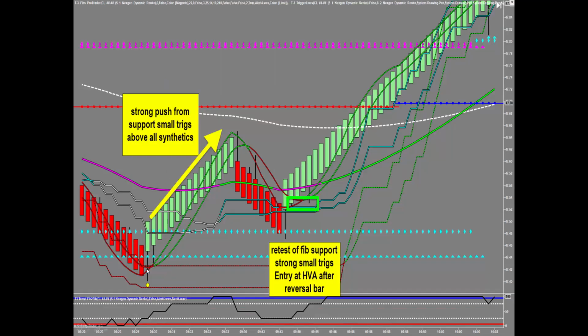Again, kind of an easier read here, right? Strong push up of your small triggers, pulling back to your fib area, small triggers rolling up, right? If you're not in a position and you've got a high volume area here, make sure you get long.